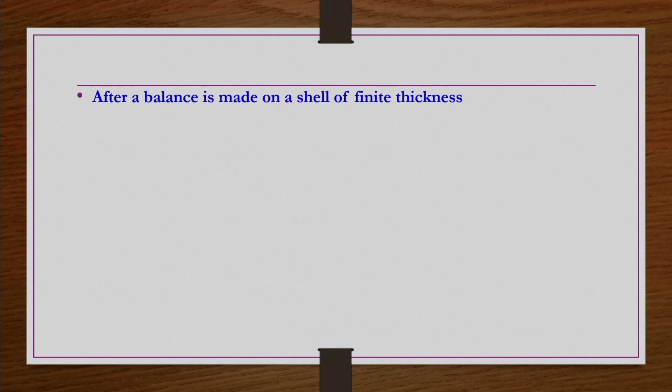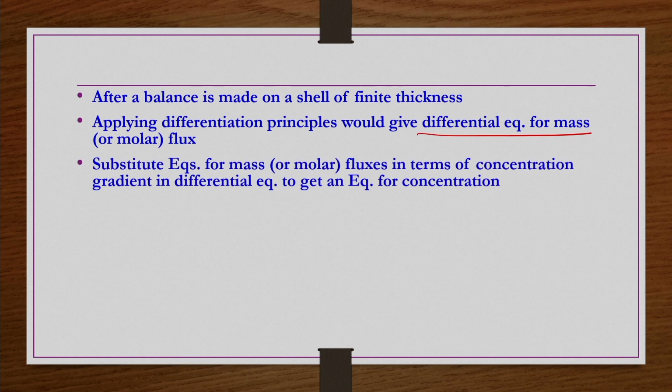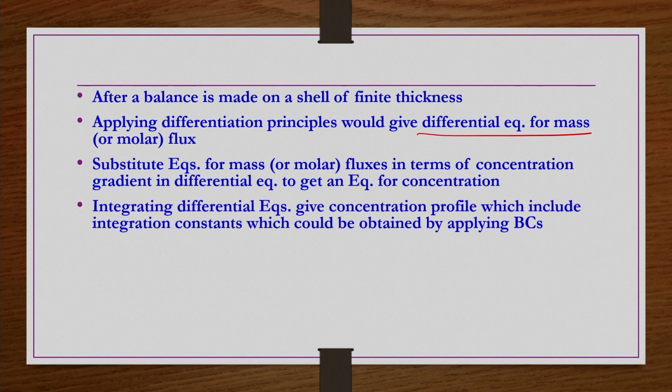After a balance is made on a shell of finite thickness, what do we do? We apply differentiation principles and get a differential equation for mass flux or molar flux, right. Then substitute equations for mass flux or molar fluxes in terms of concentration gradient in the differential equations to get an equation for the concentration. When we solve these problems, we can easily understand. Then integrating the differential equations will give the concentration profile, which includes integration constants, which can be obtained by applying the boundary conditions. This is very similar to what we have done in momentum transfer or heat transfer problems also.